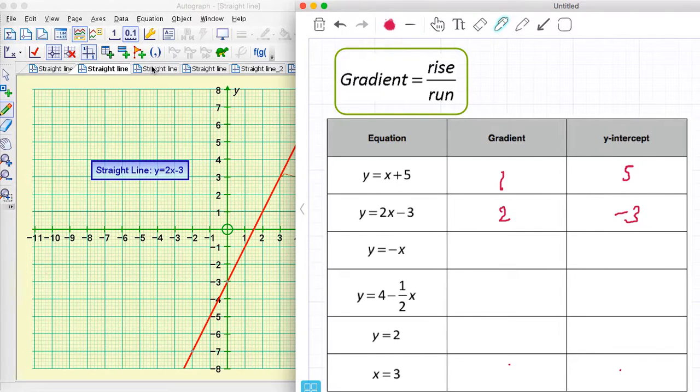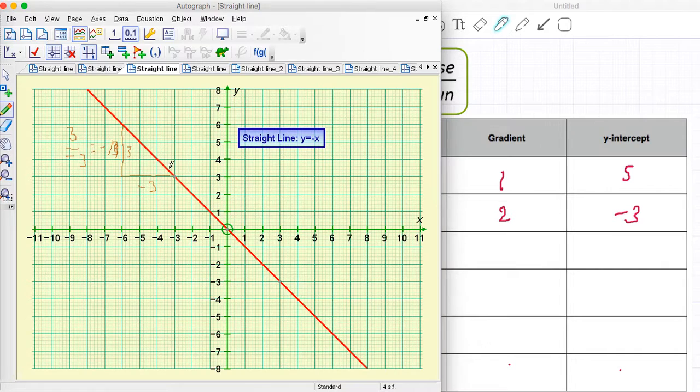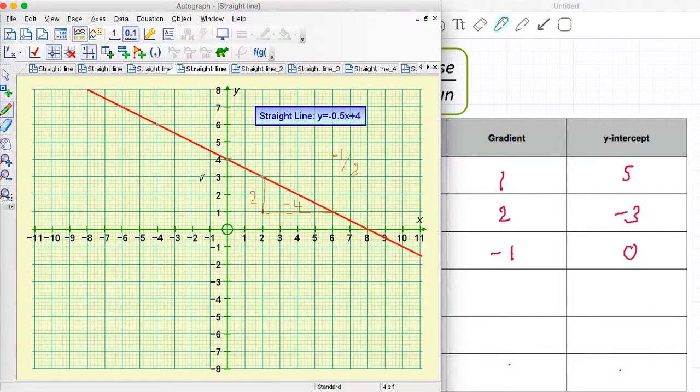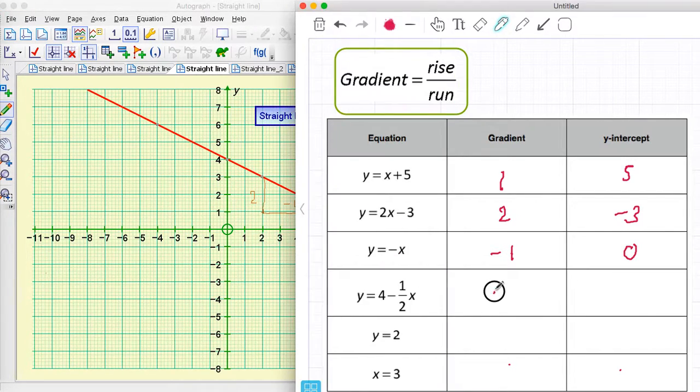Let's keep going and then we'll look and see if we can see a pattern. So the gradient for this line is -1. Where does it cross the y-axis? 0. Next line, gradient -0.5. Where does it cross over the y-axis? 4.